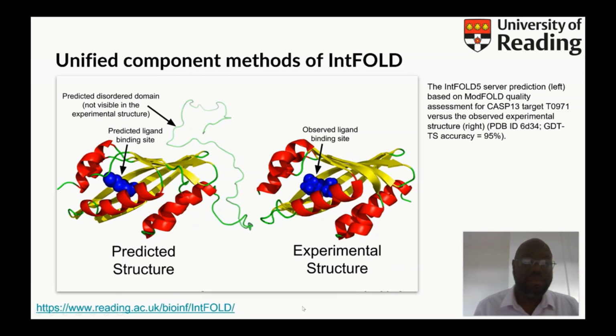This slide shows an example of the accuracy and the completeness of predictions that are obtainable from the IntFOLD server. The 3D model and ligand binding site were accurately predicted for CASP target T0971. This was in CASP 13, by the way. Furthermore, the IntFOLD server correctly predicted the N-terminal unstructured domain, which could not be observed in the crystal structure.